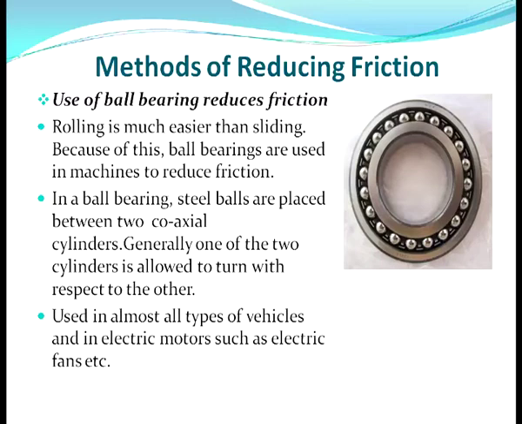In a ball bearing, steel balls are placed between two coaxial cylinders, as you can see in the figure. Generally, one of the two cylinders is allowed to turn with respect to the other. Ball bearings are used in almost all types of vehicles and in electric motors such as electric fans, etc.